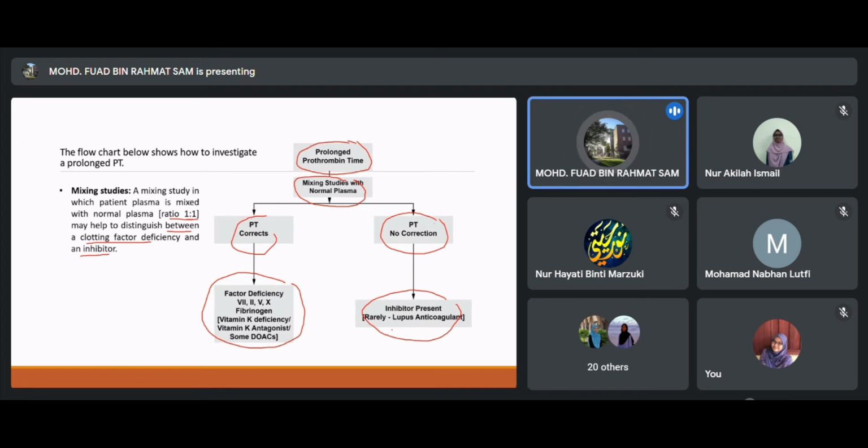Basically, the mixing study or correction study is where we add a 1:1 ratio. What is 1:1? The patient's plasma and a normal plasma. If the value can be corrected, it means the patient has a certain disease condition, a pathological condition.